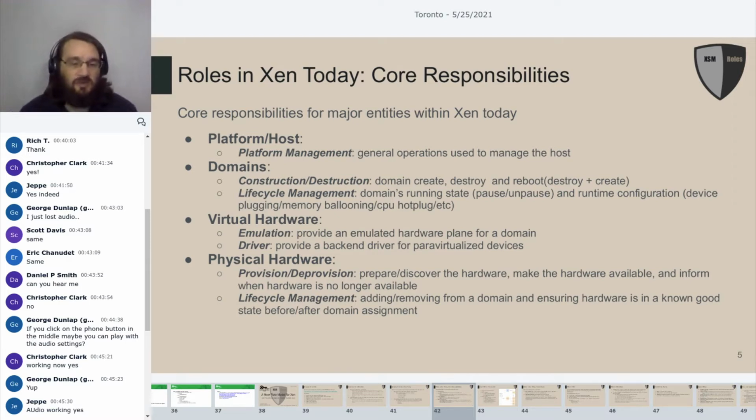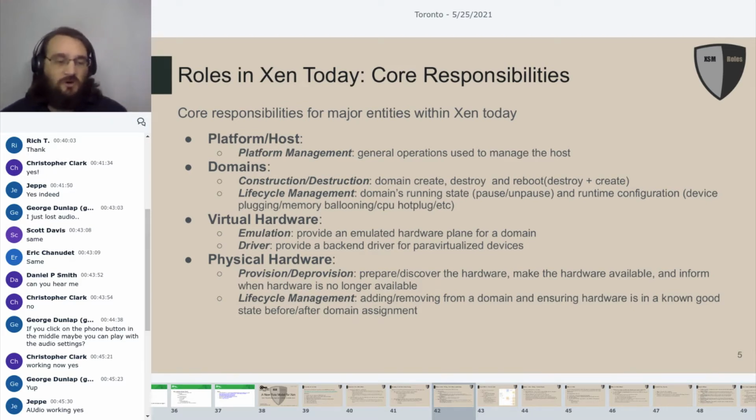Then there are domains, and for domain objects you have construction and destruction, and then you have lifecycle management of them. The construction and destruction is fairly straightforward. The lifecycle one can get a little fuzzy. What we wanted to stay focused on is that lifecycle management of the domain is to manage its running state, whether it's running or paused, what its runtime configuration is, what devices have been configured for it, and hot plugging those devices in and out. So these are operations that manage what is happening with a domain.